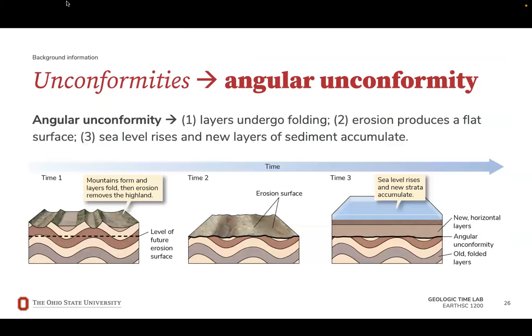An angular unconformity is a boundary between 2 sedimentary layers that are at different angles. An angular unconformity is formed when 1. Horizontal sedimentary rock layers undergo folding, which tilts the layers. 2. Erosion produces a flat surface. And 3. New layers of sediment accumulate horizontally on top of the older tilted layers.